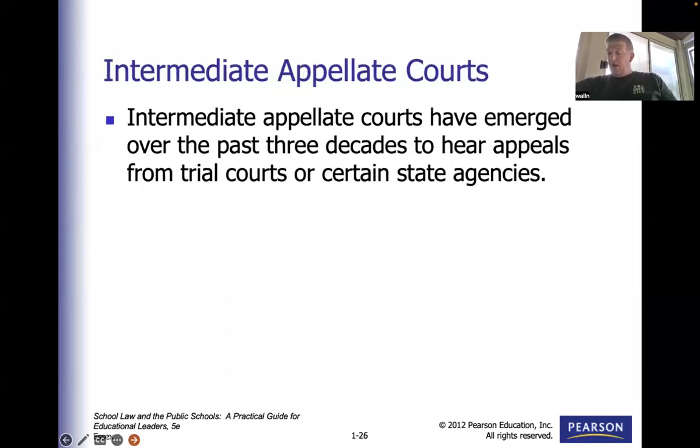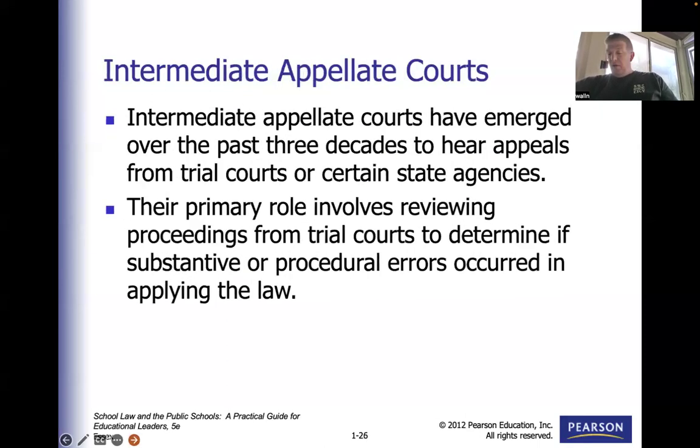Now, the intermediate appellate courts. They've emerged over the past 3 decades to hear appeals from trial courts or certain state agencies. Their primary role involves reviewing proceedings from trial courts to determine whether substantial or procedural errors occurred in applying the law. Their duties are similar to those of the highest court, but the main difference is discretion. The intermediate court has less discretion in accepting cases than does the highest or the state Supreme Court.